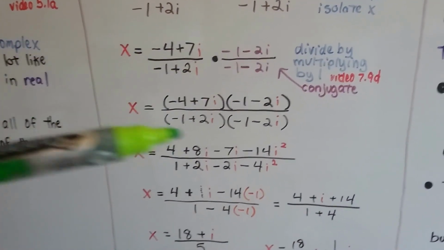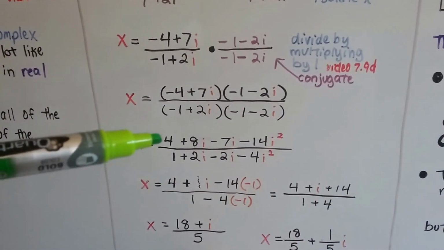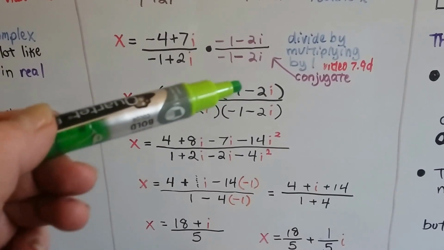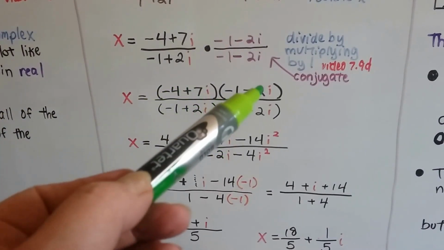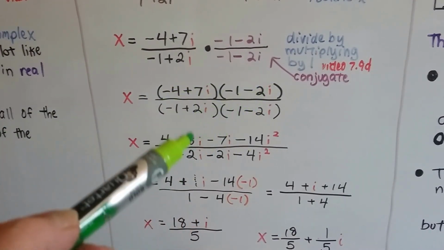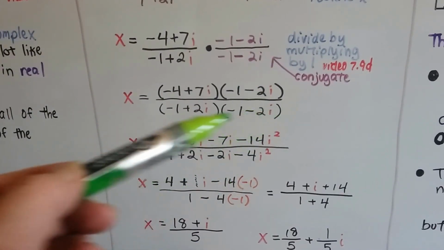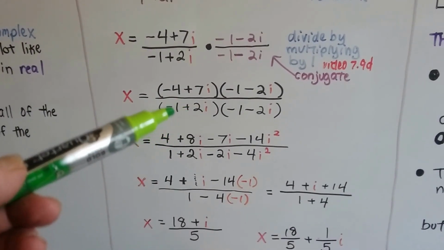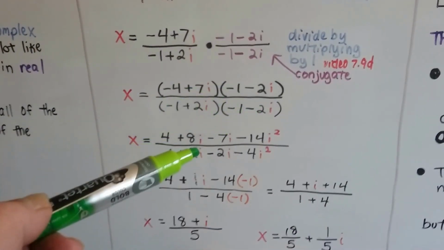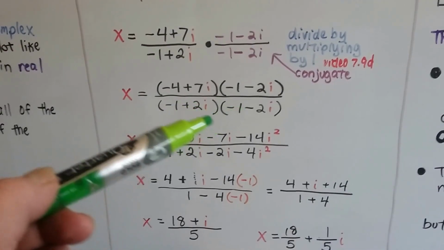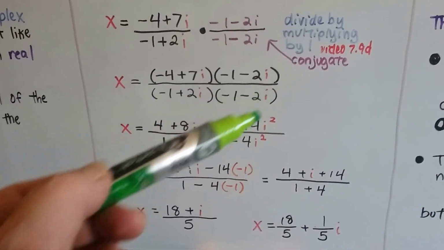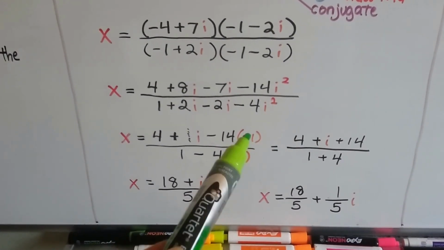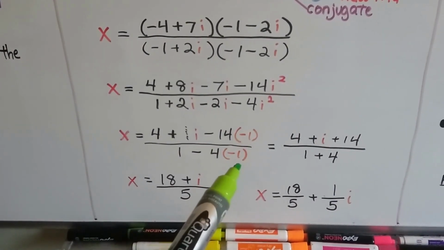We FOIL the top, we FOIL the bottom, and we get 4 plus positive 8i minus 7i minus 14i squared for the last ones. And we do the denominator and we get a positive 1, positive 2i, negative 2i, and negative 4i squared. Okay? We know these i squareds mean negative 1, don't they? So we're going to be able to multiply this back end by negative 1, aren't we?